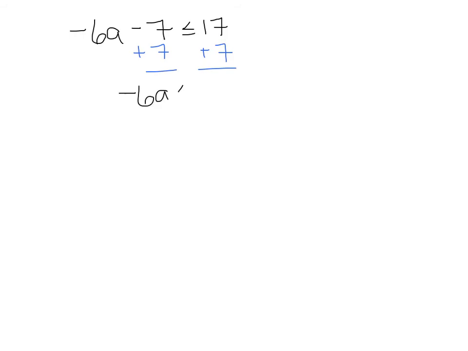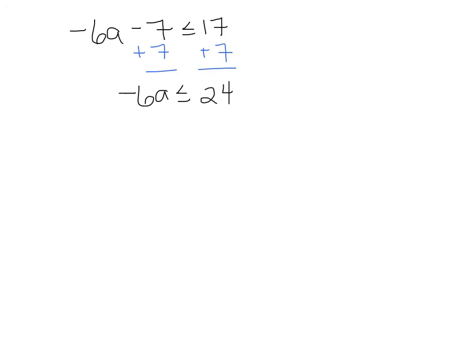Let's look at negative 6a minus 7 is less than or equal to 17. Again, we want to isolate negative 6a. So I need to get rid of minus 7. The inverse of minus 7 is plus 7, so plus 7, plus 7. That leaves me with negative 6a is less than or equal to 24.